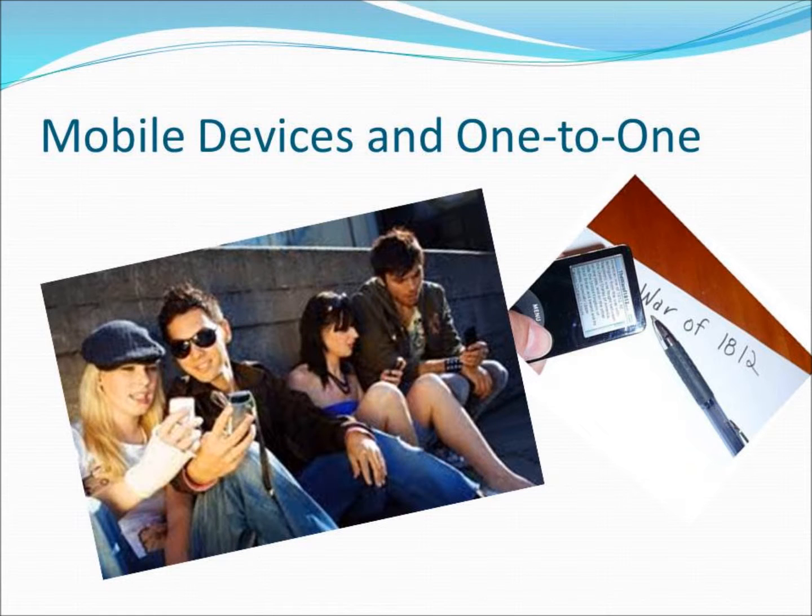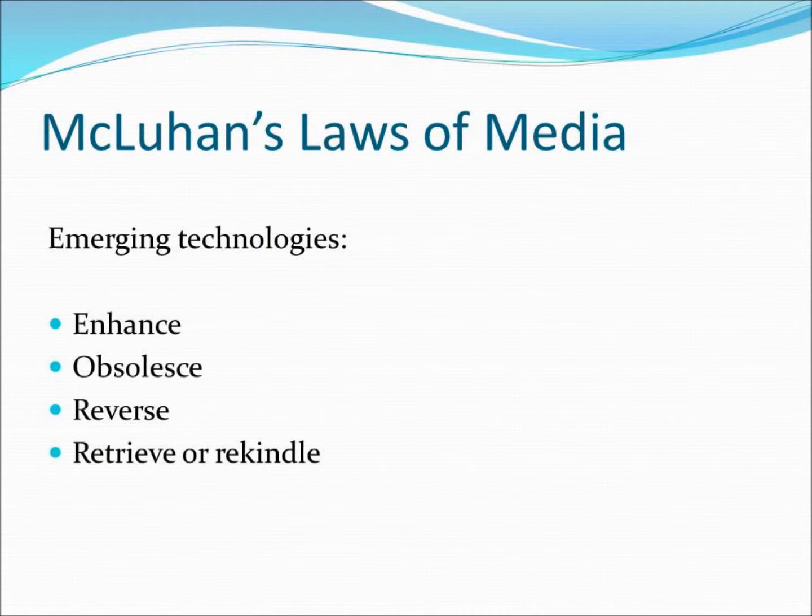The four laws of media developed by McLuhan help explain how technologies transform into different forms that better meet the needs of a society while maintaining their historical and technological identities. McLuhan's laws of media help explain how emerging technology evolved and progressed through time by responding to the questions: what did it enhance, what did it obsolete, what did it reverse into, and what did it retrieve and rekindle.